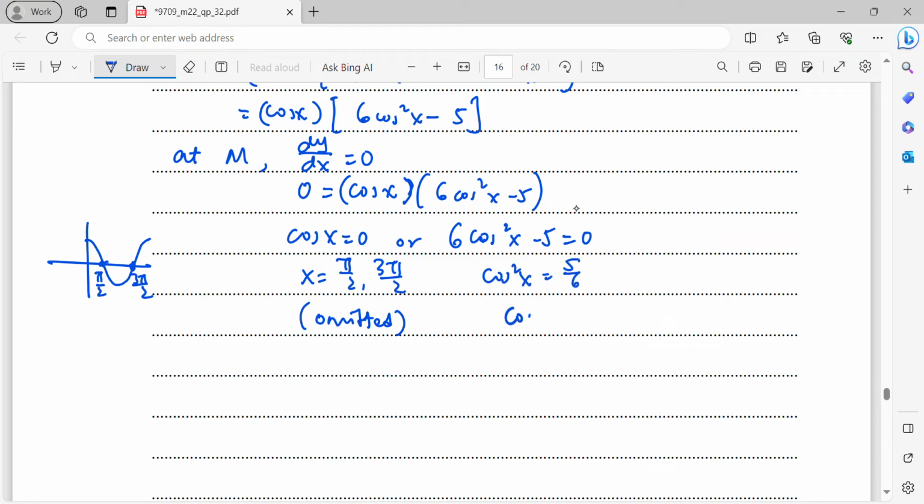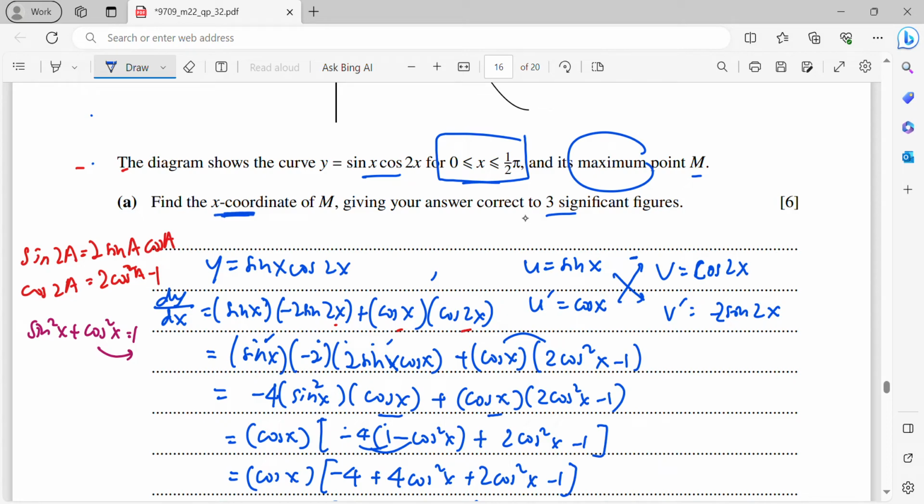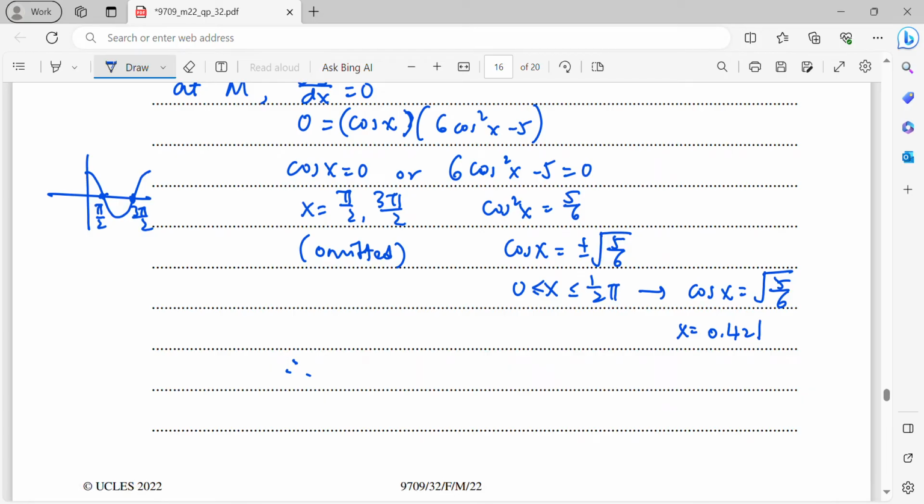Now I have to get the answer from the second equation, which means cos square x is 5 over 6. So cos x is plus or minus square root of 5 over 6. Then now, since your x is between 0 and half pi, definitely it is in the first quadrant, so your cos x should be positive square root of 5 over 6, cannot be negative. Then now, when you take inverse cos of square root 5 over 6, you will get 0.421. Okay, therefore, the question just says x coordinate to 3 significant figures. Therefore, I have found the answer.